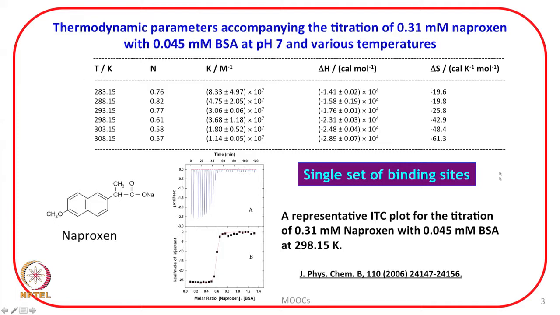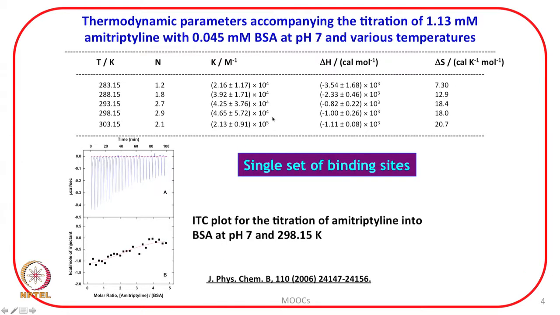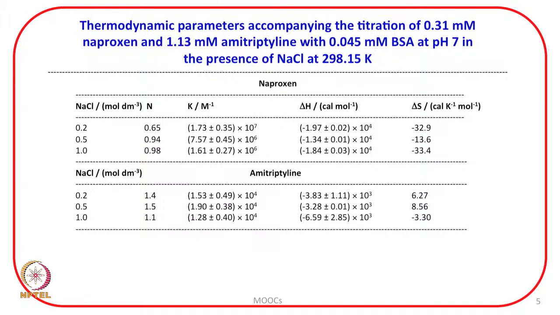This table is the same table that we discussed earlier, expressing that the binding constant of naproxen with serum albumin is of the order of 10 raised to the power 7. Let us keep that in mind. And for amitriptyline, the binding constant is of the order of 10 raised to the power 4. Now, let us take a look at how the binding data gets affected when the concentration of sodium chloride is increased in solution.